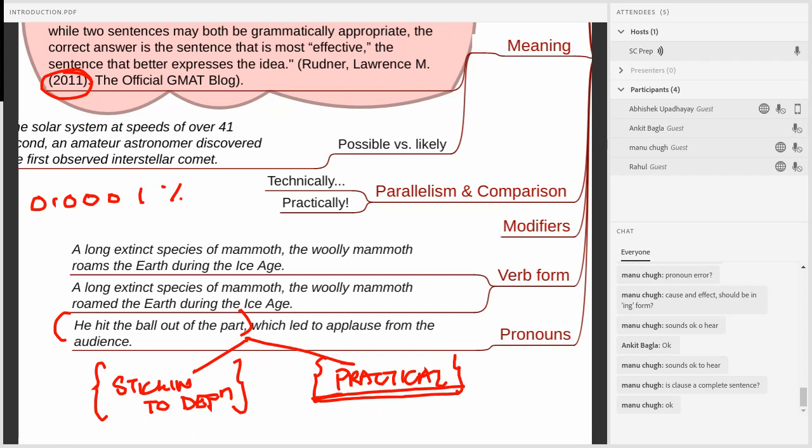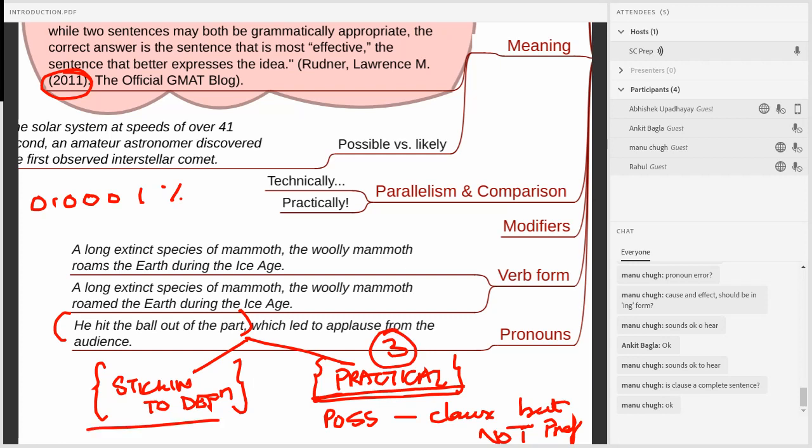So we generally tend to follow a practical approach when it comes to pronouns. So we say that it's possible for a pronoun to refer to a clause, but not preferred. That's our approach. So this, for us, would be a level 3 error, preferences error. It would not be an absolute error. And again, there are advantages and disadvantages of both these approaches. The first one, it's simpler. The second one, it's slightly tougher.